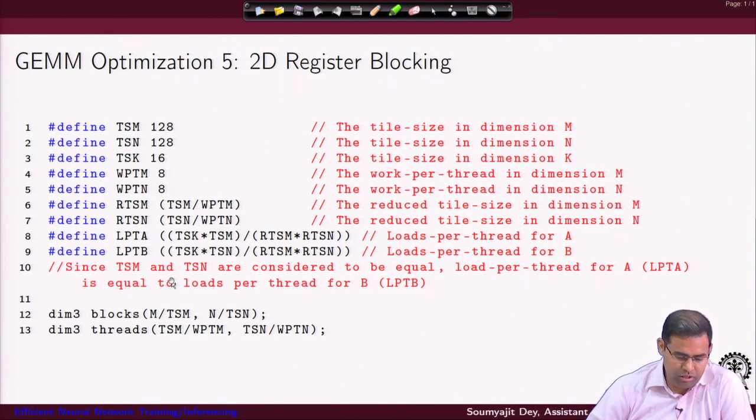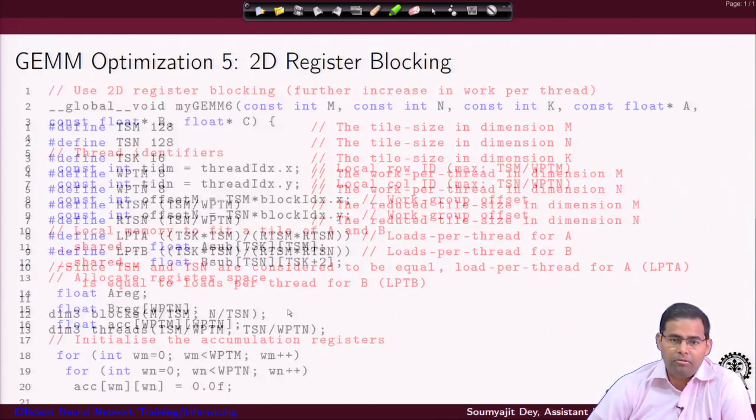So, with this we can then go and define the grid and the blocks, right. They can be just like this, that I am dividing m by TSM, n by TSN, that would be my dim3 definition of blocks, and similarly for threads, right.